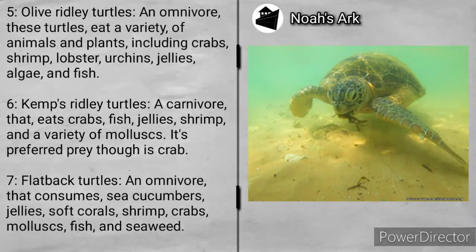5. Olive Ridley turtles, an omnivore. These turtles eat a variety of animals and plants, including crabs, shrimp, lobster, urchins, jellies, algae, and fish.